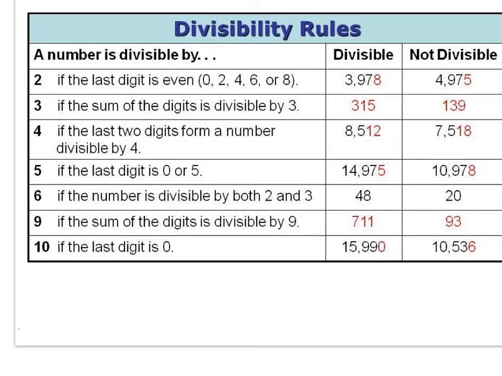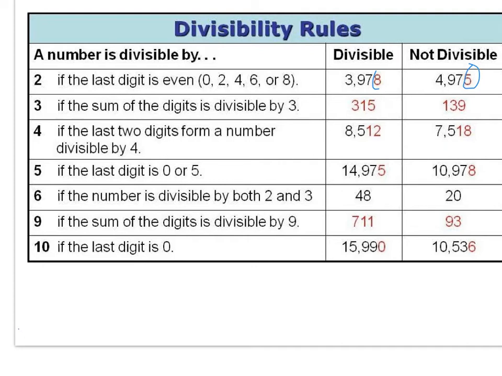Divisibility rules will help you with determining whether a number is divisible by another number or not. For example, a number is divisible by 2 if the last digit is even. In the column that says it's divisible, 3,978 has an 8 in the last digit. 8 is an even number, so 3,978 is divisible by 2. In contrast, 4,975 has a 5 as its last digit. 5 is not an even number, so 4,975 is not divisible by 2.